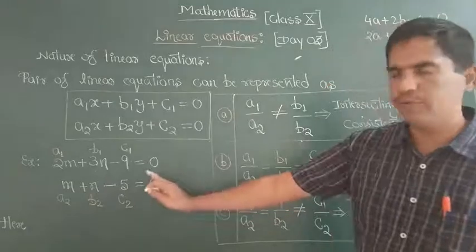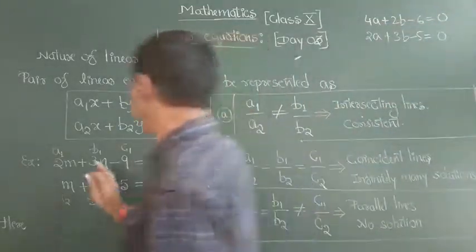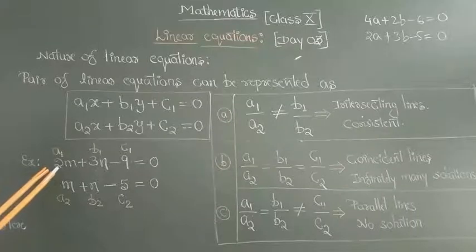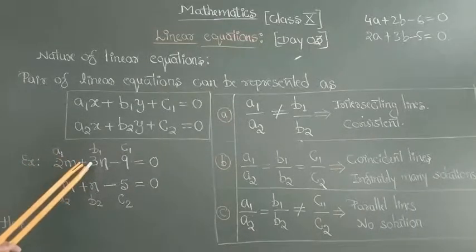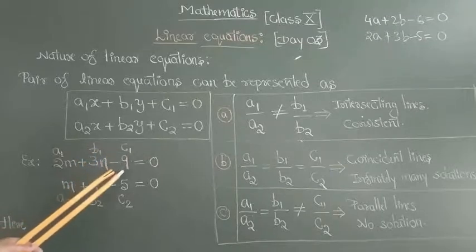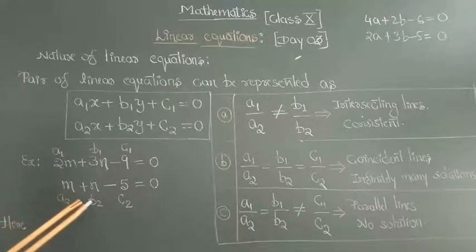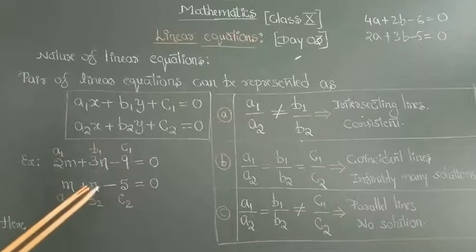I have two equations here: 2m plus 3n minus 9 equal to 0, m plus n minus 5 equal to 0. Out of these two equations, in the first equation, the coefficient of m is 2. So that is a1. Coefficient of n is b1 and the constant is minus 9. Similarly, here there is no coefficient in the sense it is 1. a2 is 1, b2 is 1 and c2 is minus 5.